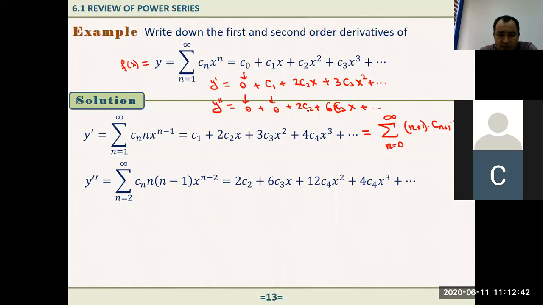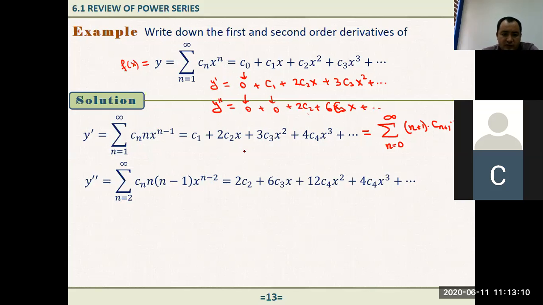Because the smallest index here is 2, the constant. So here it starts with n equals 2 to infinity. So here we have 2, 6, something, right? So here we have 2, 2. So that is n minus 1, because the previous one, this n just comes to the front, n times n minus 1. That's a general term, right? Here we have c sub n times n minus 1. But now here we have x to the power n minus 2.